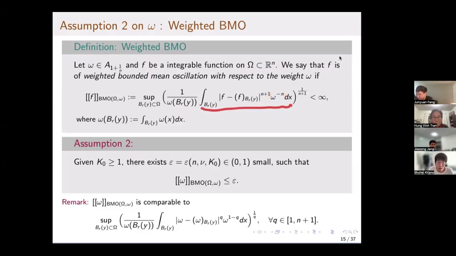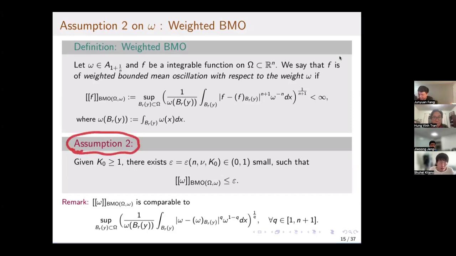Once we take the integral, we divide it by the omega measure of the ball. The omega measure is defined by just the integral of omega on this ball. Once we have that, we take the power 1 over n plus 1. Then we take the supremum over all balls. So that means it's a local condition. If this supremum is less than infinity, we call this weighted mean oscillation with respect to omega. But I cheated a little bit, right? For mean oscillation, usually this power is 1, but I will introduce that later on.